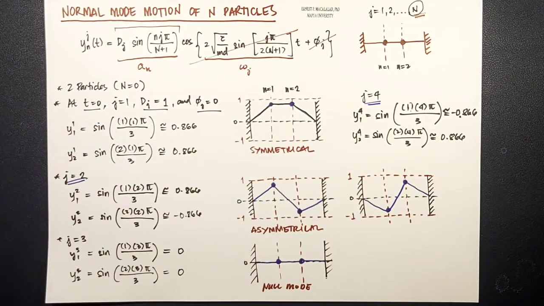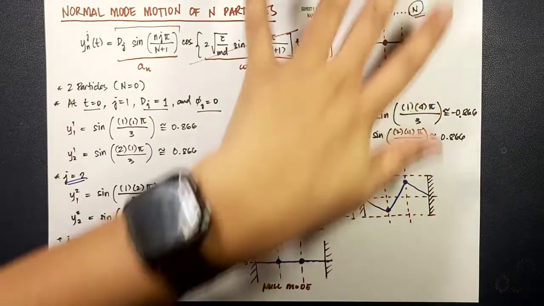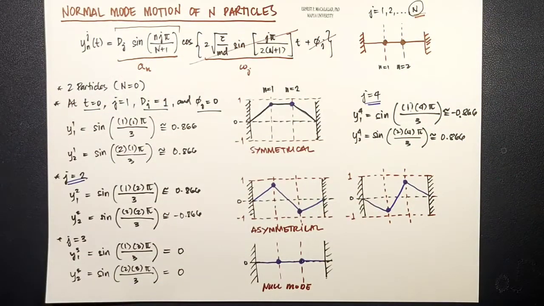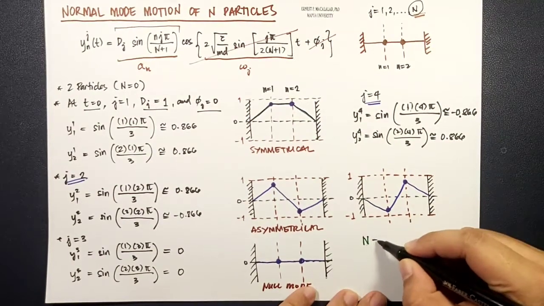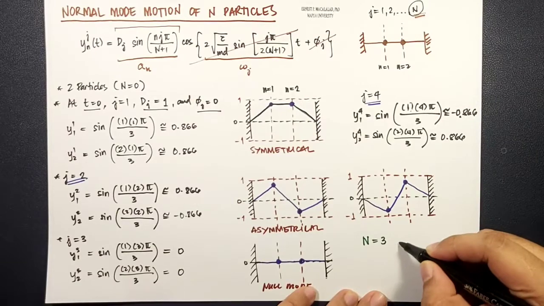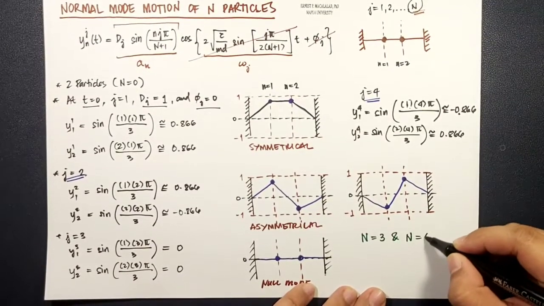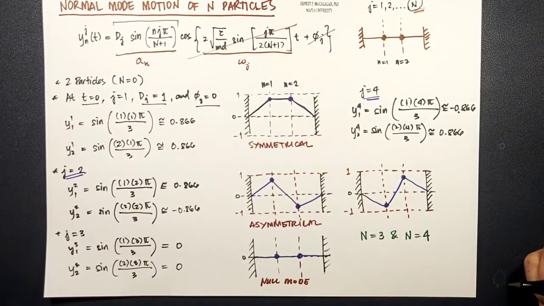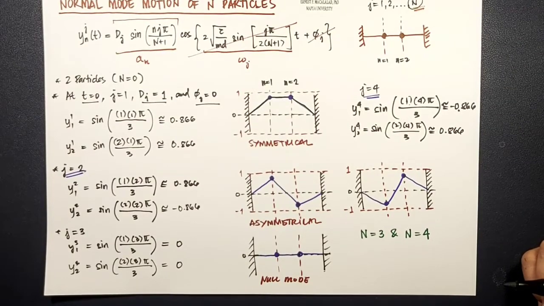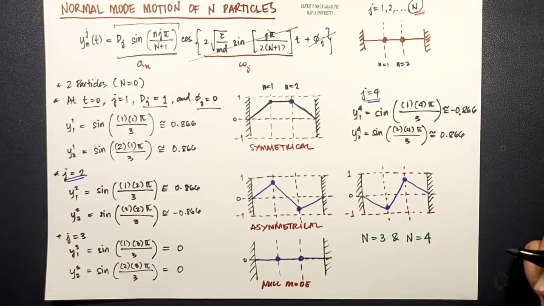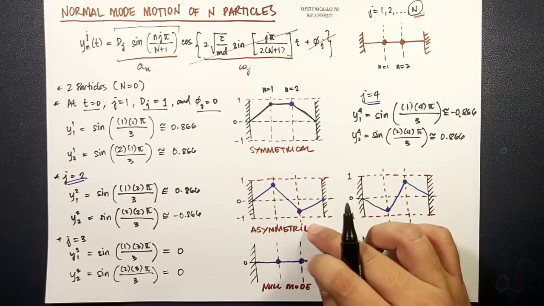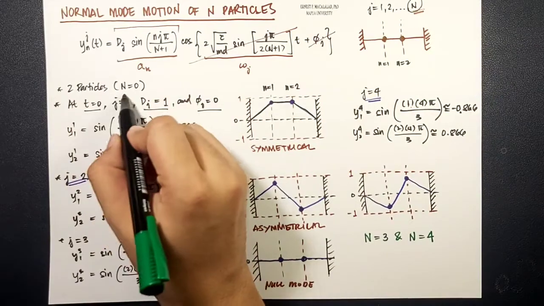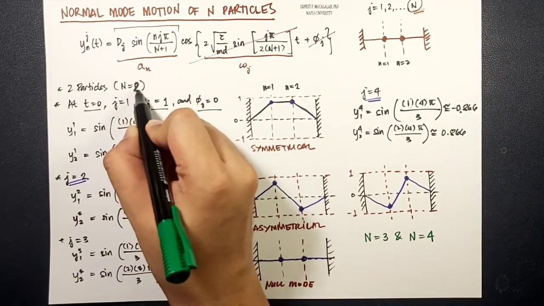Okay, so what I want you to do is to try this as well, but this time I want you to do n equal to 3 and n equal to 4, and see what it looks like and how their first and second modes compare to the first and second mode for n equal to 2.